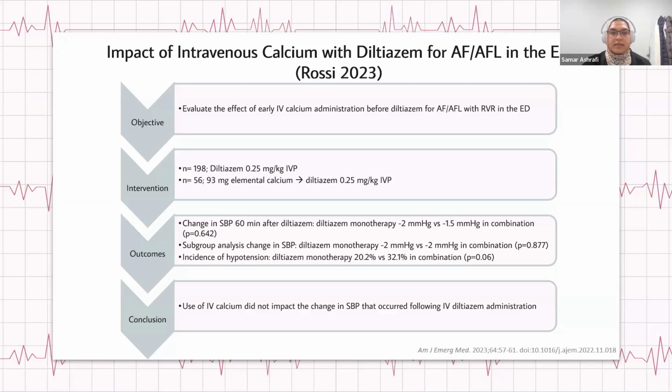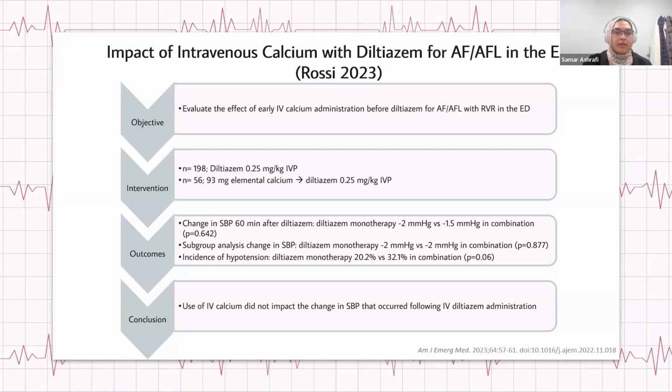And because this was retrospective, they had to look at which salt formulation the patients got, and the majority of them got calcium gluconate. Then the remaining 10% got calcium chloride, and it averaged out to about 93 milligrams of elemental calcium, which matches the previous trials that have studied this.